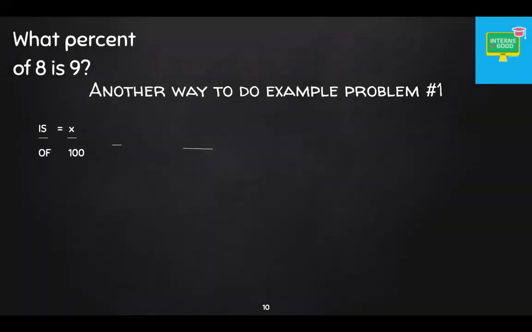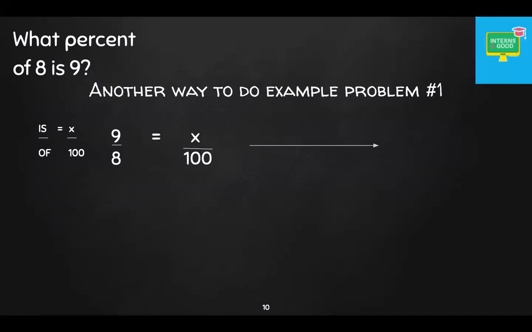The problem is on the top of the screen. Now I want you to think of the is over of equals x over 100 equation. Let's plug in the numbers. 9 over 8 equals x over 100. Let's look at why these numbers are placed where they are. 9 is placed on the numerator of the left-hand side of the equation because the problem says is 9. And again, the equation that we want to base this off of is the equation is over of equals x over 100. So that is on the numerator of the left-hand side of the equation.